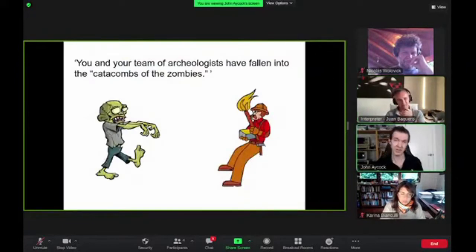The premise is that you're an archaeologist and you have to run through a maze and avoid zombies. I'm told that this happens all the time in archaeology fieldwork.